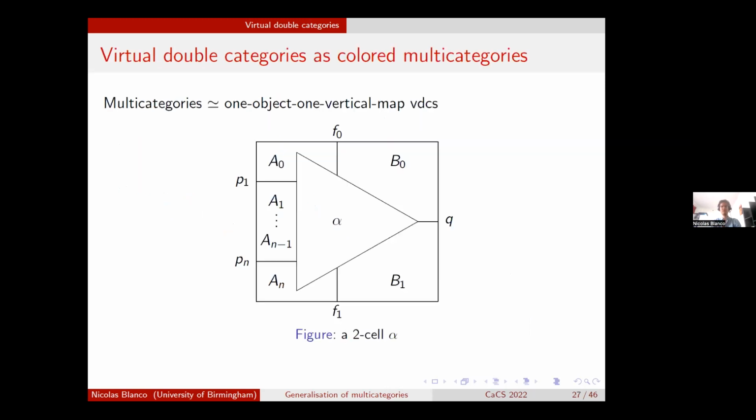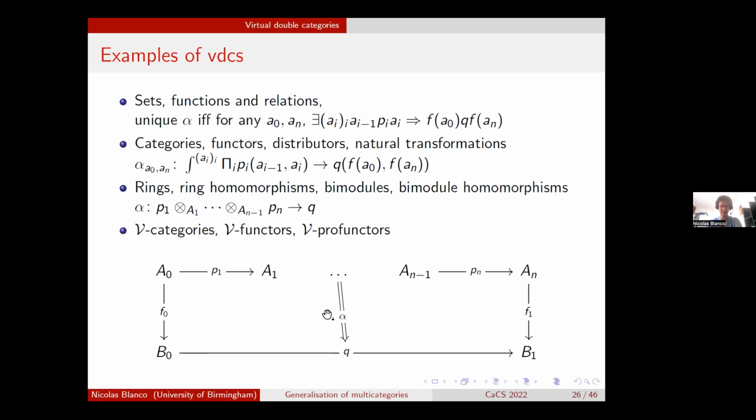And so our idea for the graphical notation is that any multi-category can be seen as a one object, one vertical map VDC. So if you look at the two cells like that, and if you take just one object and just the identity as vertical maps, then the data is a list of horizontal arrows that you will think of as elements of your multi-category. And then for any list of objects, and any object as source, we get a two cell, which is like the multi-map in the multi-category.